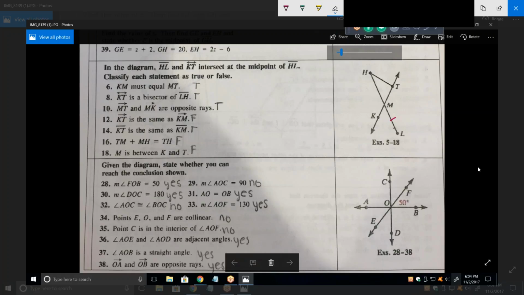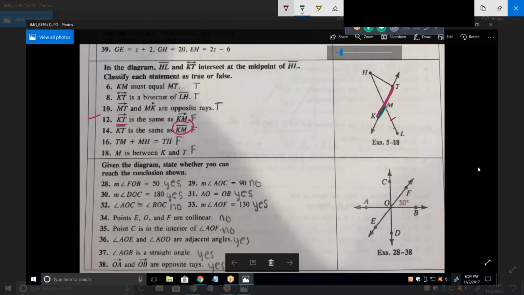Here, let's talk about this. Let's look at 12. If one is true and one is false, then the true one's got to be 12. The 14 is definitely false. This means the line segment KT. Well, that's the line segment KT. This means the line segment KM. Well, KM is just that piece of the line. They're definitely not the same.